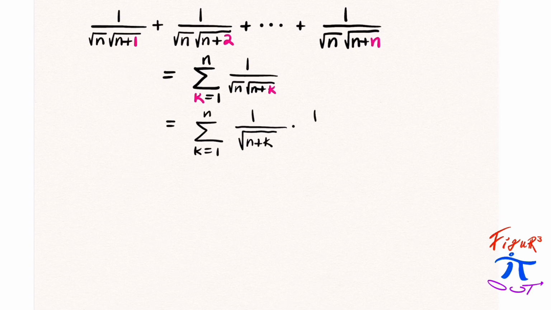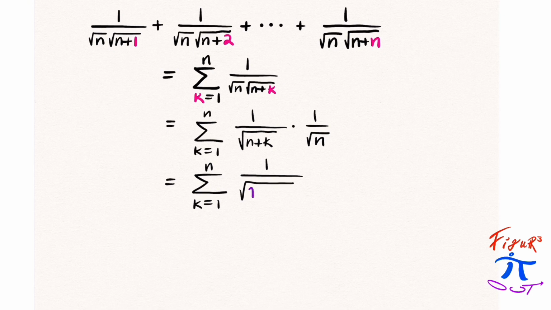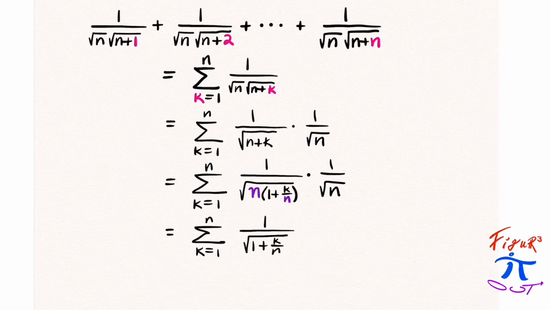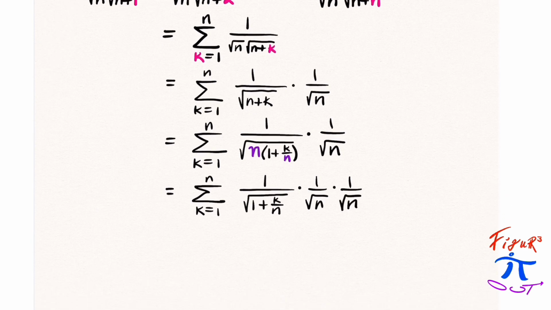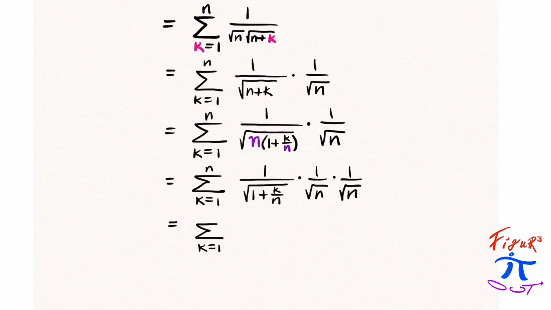Now what we're going to do is work on this factor of 1 over radical n plus k. So we factor a 1 over radical n out of that expression. And then we're going to factor another radical n out of that factor of radical n plus k. The reason we do this is because we would like the factor on the outside to now be 1 over n, and 1 over radical n times 1 over radical n is, in fact, 1 over n. So our series becomes, from k equals 1 to n, 1 over radical 1 plus k over n times 1 over n.